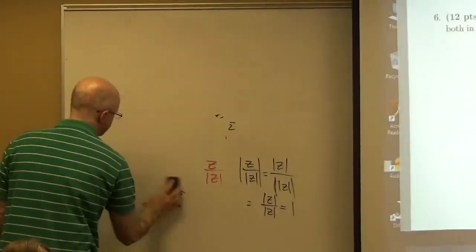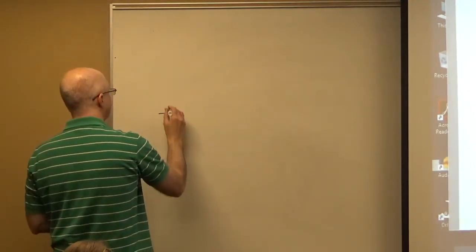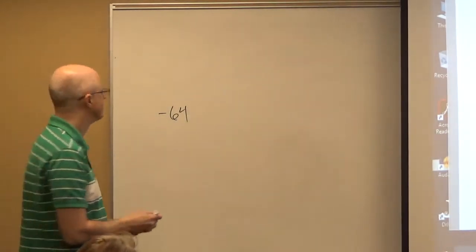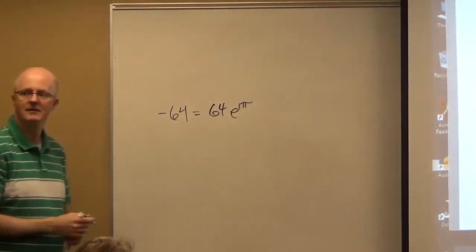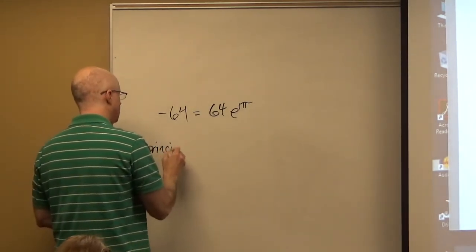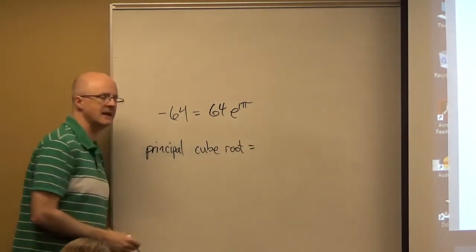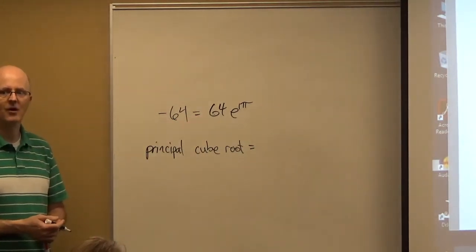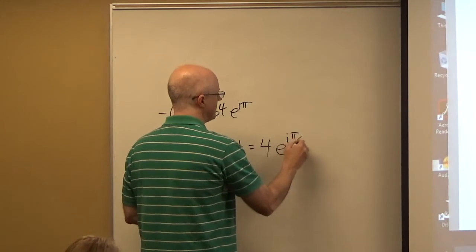Find all the complex cube roots of negative 64. It's helpful to write it in polar form. This is positive 64 times e to the i pi. So the principal cube root would be what you get when you take the cube root of 64, which is 4, for the modulus, and take the argument pi and divide it by 3.